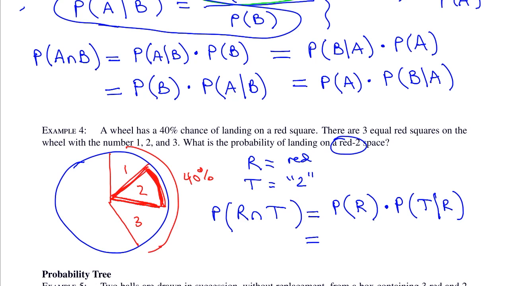Do you know what the probability of red is? 40%. As a decimal, that's 0.4. Now, knowing that you have landed on a red space, what is the probability of landing on the 2?